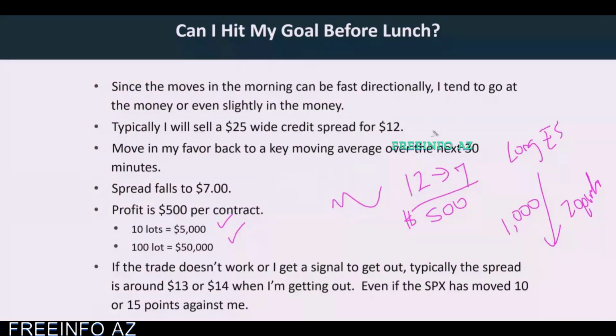A spread, if you get in at 12 and it drops 20 points against you, basically the spread's going to go to like 13.50. So a point and a half. So the spreads are very, very forgiving, especially in the first 2 hours of the day, because the premiums on both of those contracts are pretty high. So that's my aha moment with that: if it's going against me, it's not that big of a deal.